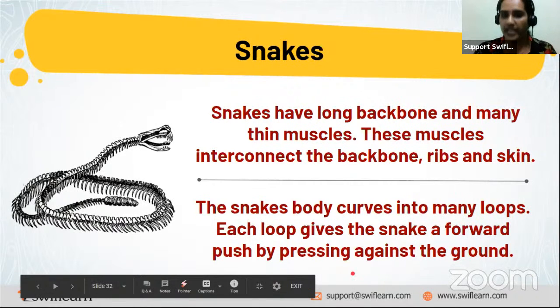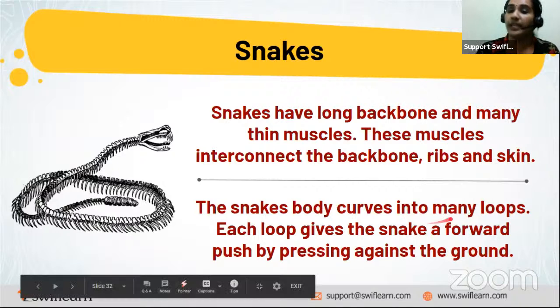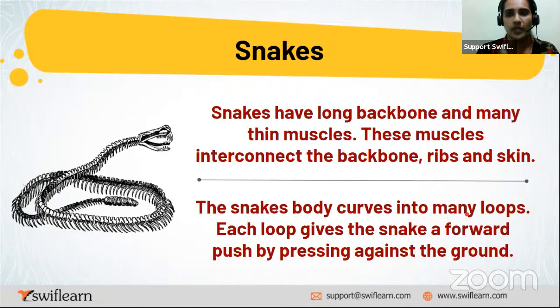Understood? So a snake has a long backbone and many thin muscles. These muscles interconnect the backbone, ribs and skin. What are they interconnecting? The muscles interconnect the backbone, ribs and skin. The snake's body curves into many loops, and each loop will be moving it forward by pressing against the ground.